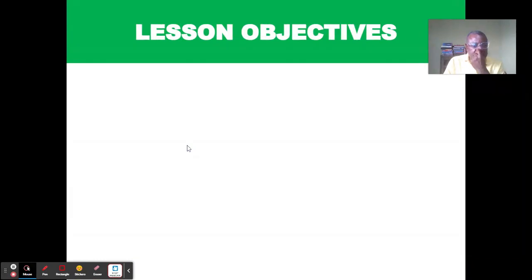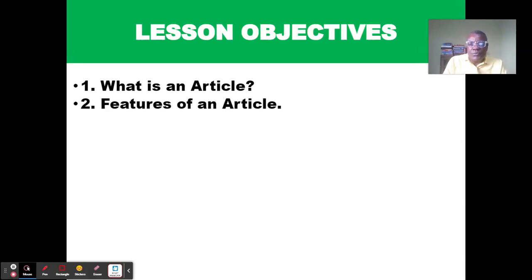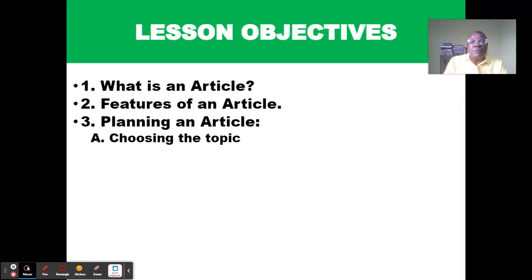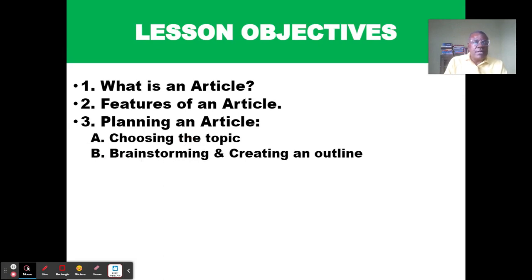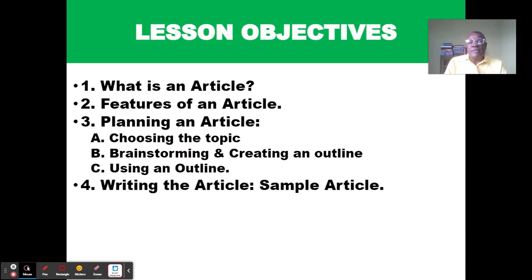Let's begin with the lesson objectives. What is an article? These are the items we are going to look at. 2, features of an article. 3, planning an article, which of course will take us through the ABC process. A, choosing the topic. B, brainstorming and creating an outline. C, using an outline. And then step number 4, writing the article.